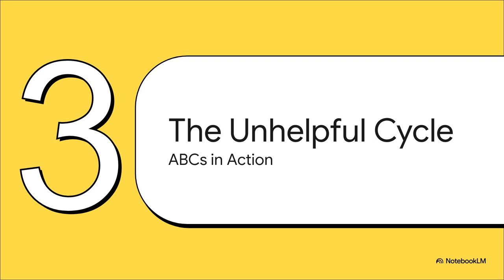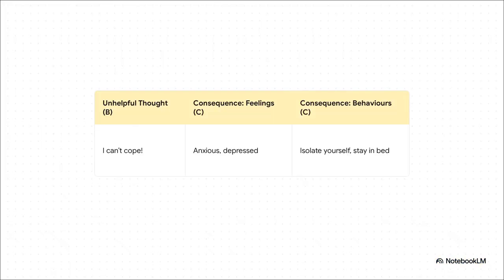So let's see how this all connects and creates what we call the unhelpful cycle. Because when our B, our belief, is an unhelpful or distorted thought, the C is pretty much always going to be negative. Check this out. Let's say your automatic belief, your B, is I can't cope. What happens? The consequence, C, is you feel anxious, you feel depressed. And then what do you do? You isolate yourself, maybe stay in bed, which, of course, just reinforces the original belief that you can't cope. It's a classic vicious circle.